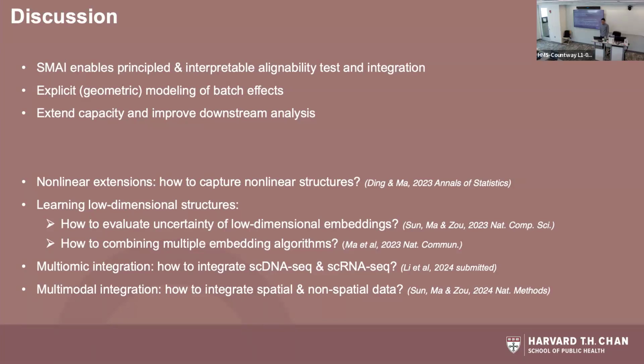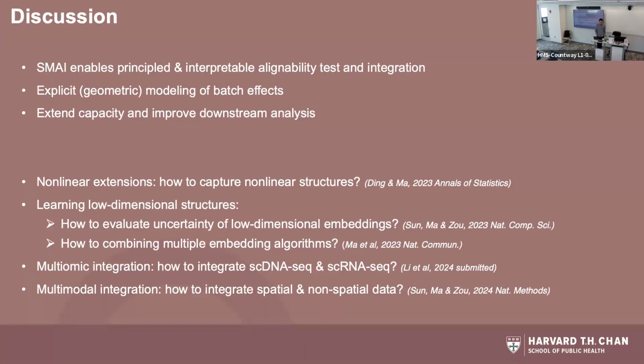Okay. Yeah. So, some related problems that we're also interested in and currently looking at: first of all, the current procedure is linear. We just look for a rigid similarity transformation. And in many biological processes, there are nonlinear components like differentiation or lineage in general. How can we extend the current framework to allow for nonlinear transformations?